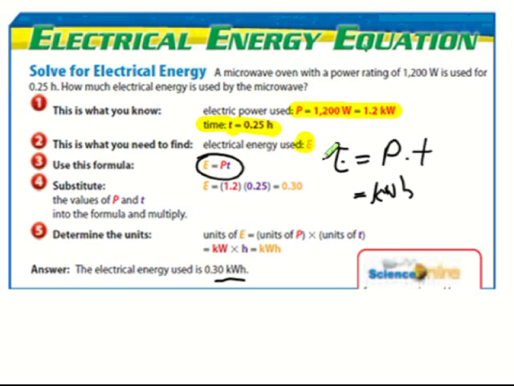Electrical energy is what we're looking for. So when we apply it to our equation, we take the power times the time, and it'll equal our energy. And the units we get is kilowatt hours. They plug in the values, and looking at our units, we end up with 3/10 of a kilowatt hour. So let's look at another example.